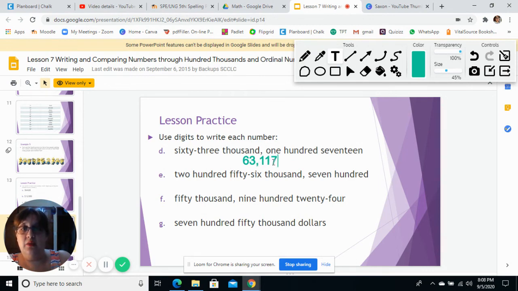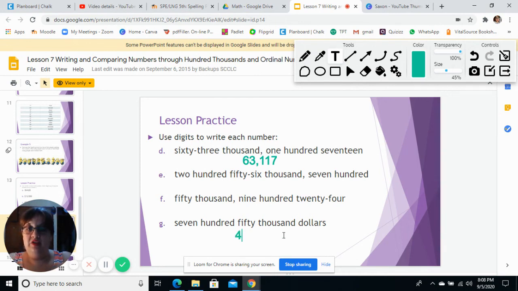63,000, 117. The comma is very important. Don't forget that when you're writing out your numbers. I'll do one more with you. I'm going to do this one at the bottom because it has dollar signs, so it's a little bit different. Not that much different, but a little bit.